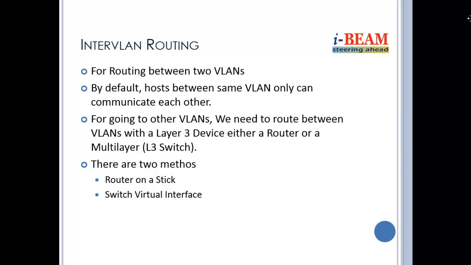In inter-VLAN routing, if we don't do inter-VLAN routing, the VLAN traffic will go to the same VLAN only, and different VLANs cannot be routed. For routing between two VLANs, we need inter-VLAN routing. For communicating between different VLANs, we need layer 3 devices, such as either a router or a multilayer switch, a layer 3 switch. There are two methods, router on a stick and switch virtual interface.